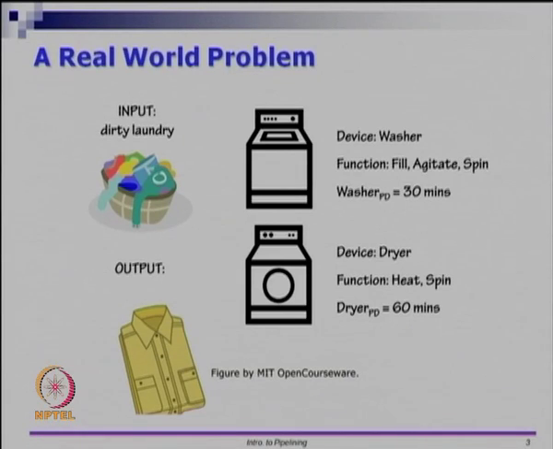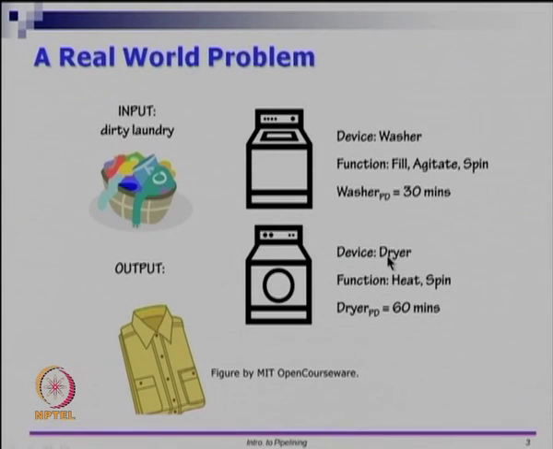So, let us now look at a real world problem. Let us say we have laundry to do, and the laundry typically requires you to wash and dry the clothes. Let us say I have two different machines. I have a washer. The washer needs to fill up, agitate and spin, and let us say the washer's propagation delay is 30 minutes. So, it takes about 30 minutes to wash clothes.